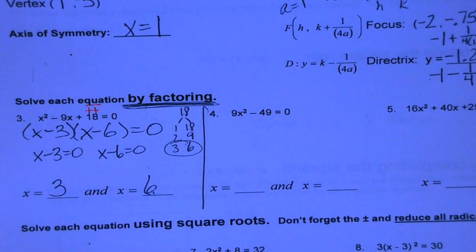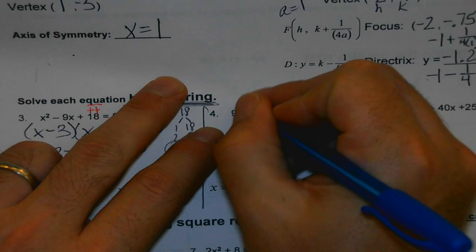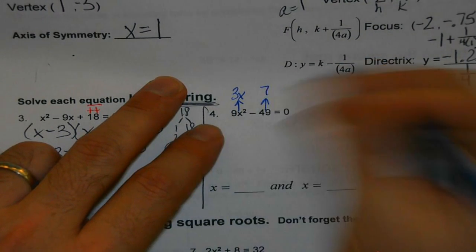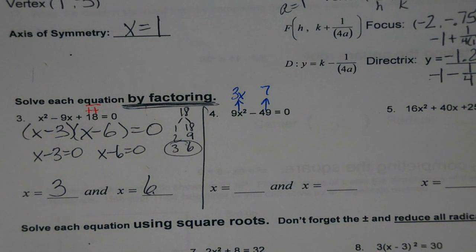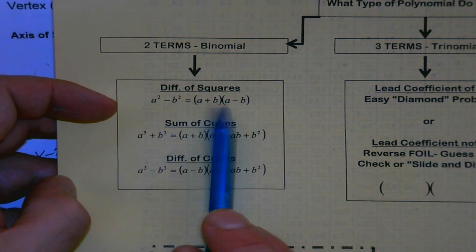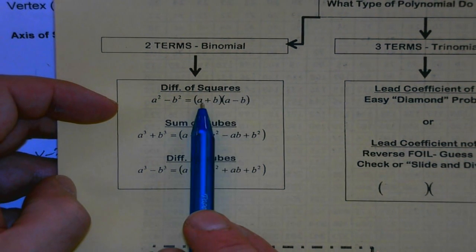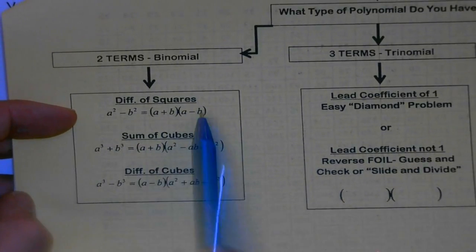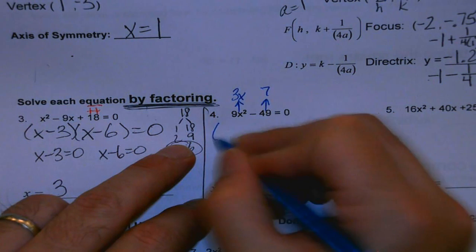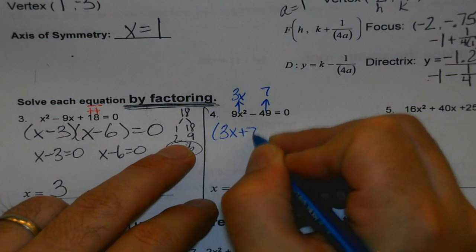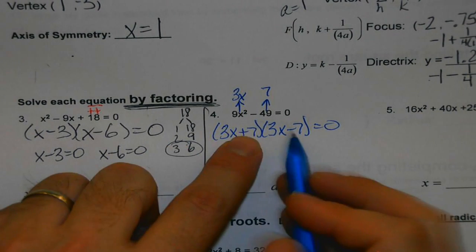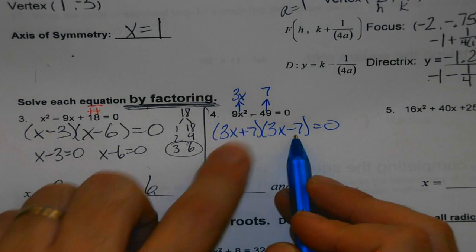So I need to figure out, what do I square? What do I multiply by itself to get each of those values? Because those are the two values that I use in my little expression here. My spot that goes in A would be my 3x, and the B would be my 7. So 3x plus 7, 3x minus 7. And why are they opposite? Because I want to multiply to a negative.